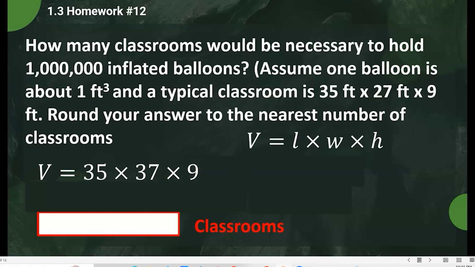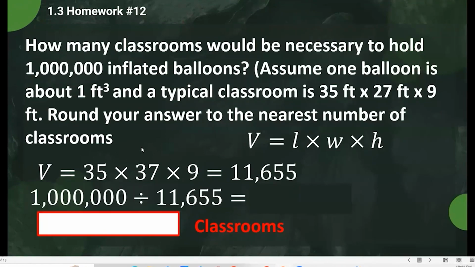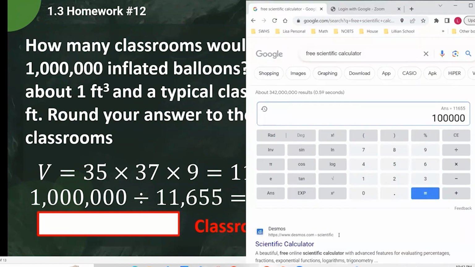When you multiply that out, that's 11,655. Let's double check and make sure I did that right. 35 times 37 times 9. Yes, 11,655. Then what you're going to do is take 1 million, because you have 1 million inflated balloons, and divide it by that total amount of volume. When you do that, you get 85.8, something around that. Let's see what you get exactly. 1 million divided by 11,655. You get this long number here, but it's somewhere close to 85.8.